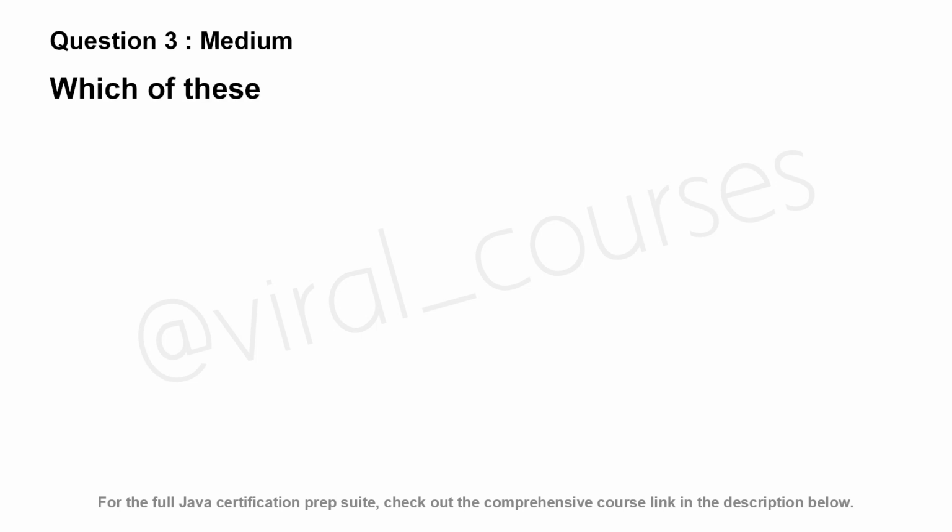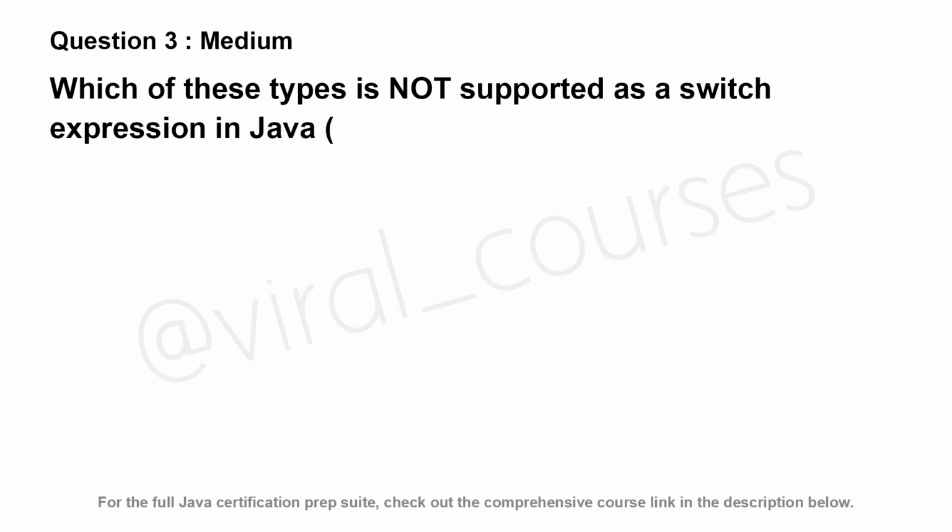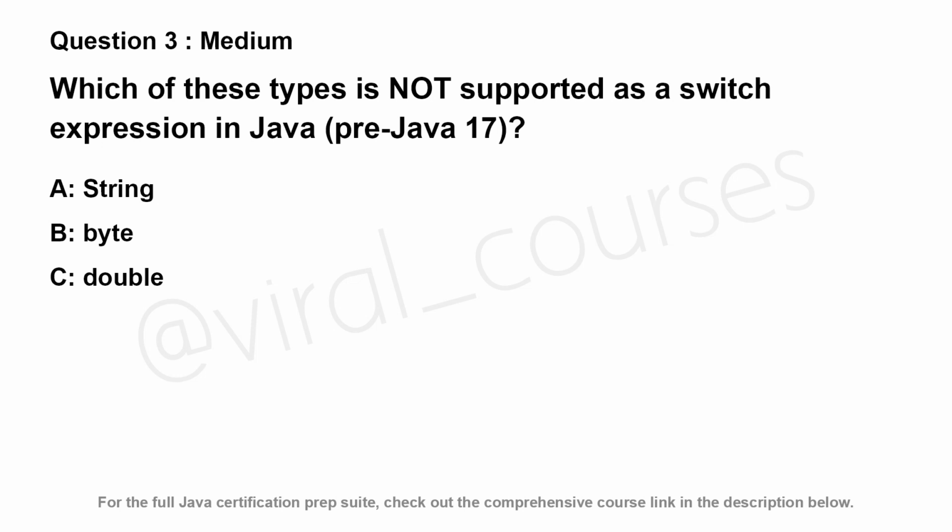Which of these types is not supported as a switch expression in Java, pre-Java 17? Option A, String. Option B, byte. Option C, double. Option D, enum.